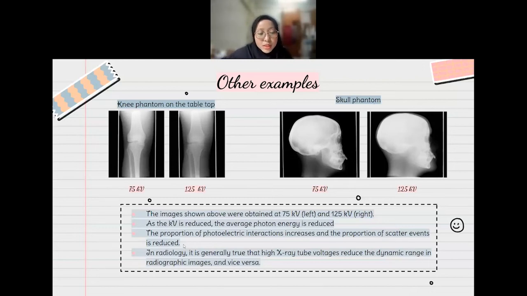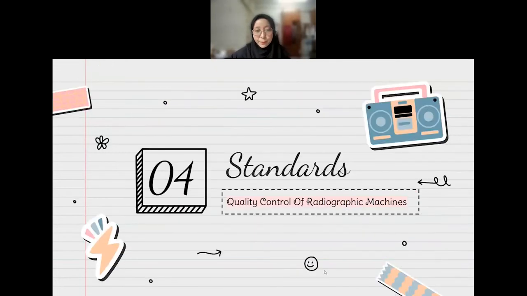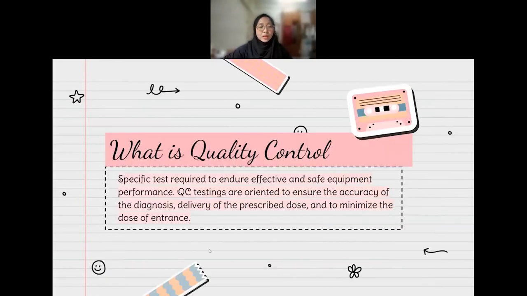So in radiology, it is generally true that high X-ray tube voltages reduce the dynamic range in radiographic image, and also vice versa. And then I will continue with the standard. Here we will discuss the quality control of radiographic machines. So what is quality control?